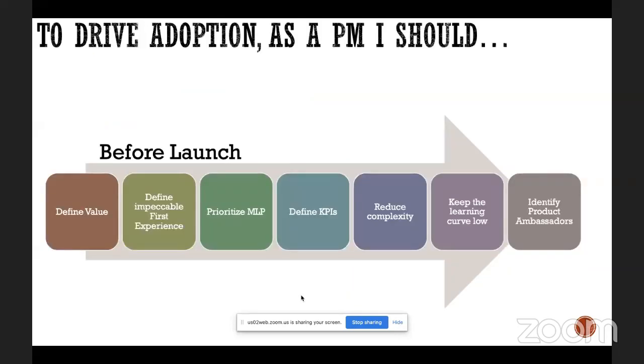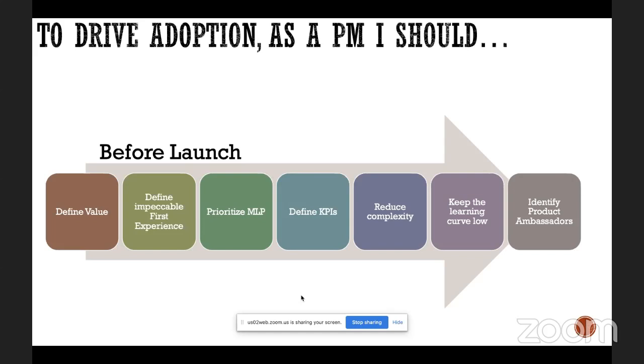Now, this is where, as PMs, I put a lot of thought myself, and I think that these are the things that we have to think about before the launch of a product. These are the things which will create a foundation for you to have a product which will hopefully lead to a guided adoption strategy.